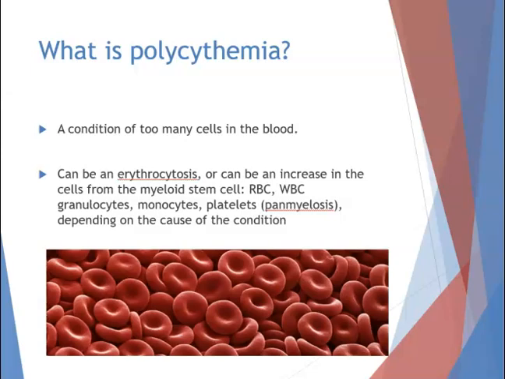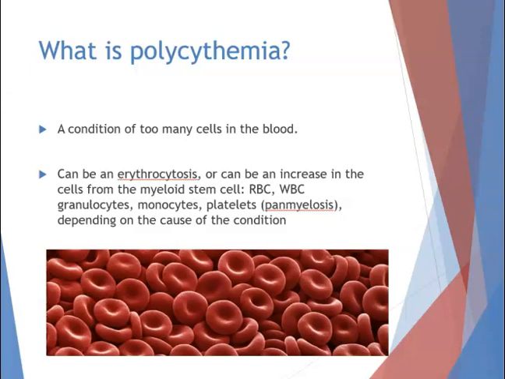We can have just erythrocytosis going on in a patient, which is just increased red blood cells, or we can have an increase in the myeloid cells. That would be all the cells from the myeloid side. Remember, we started out with the hemopoietic stem cell, and it split off into the myeloid side and the lymphoid side. So all the cells on the myeloid side could be increased. That would include the red blood cells and the white blood cells, which are also referred to as the granulocytes, and also the monocytes and the platelets could be increased. So it just really depends on the condition and what's going on with the patient.